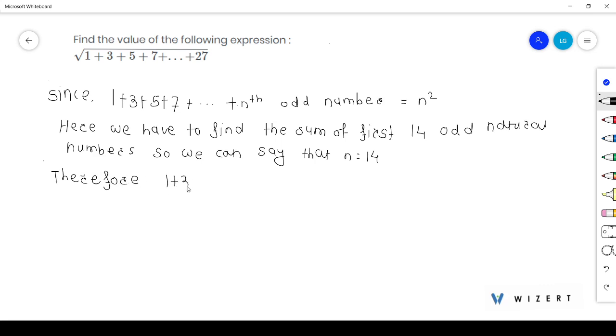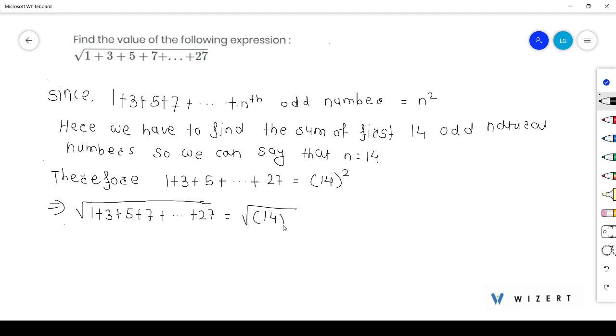Therefore, 1 plus 3 plus 5 plus 7 plus and so on plus 27 equals, by using this formula, n square, means 14 square. Okay. So, square root of this, therefore square root of 1 plus 3 plus 5 plus 7 plus and so on plus 27 equals square root of 14 square. So it is 14.